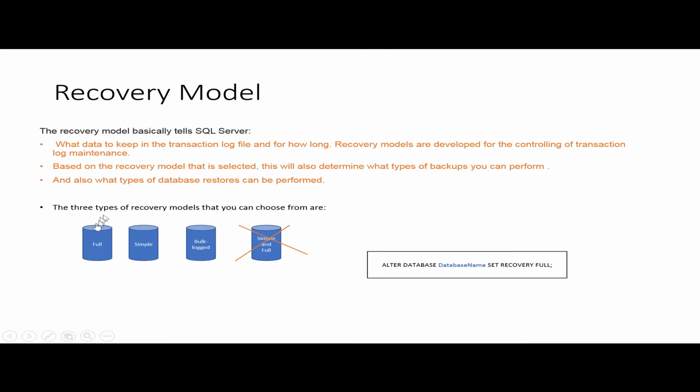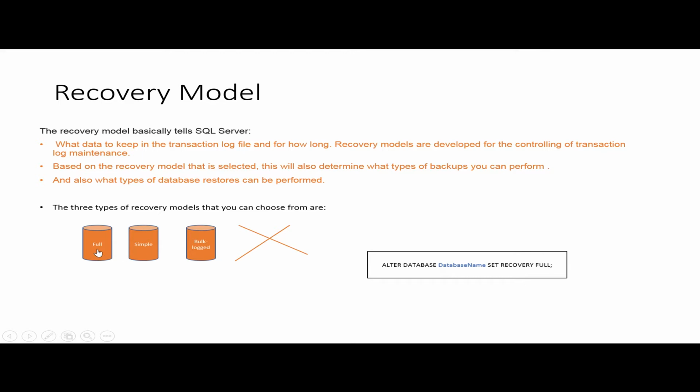And SQL Server has three kinds of recovery model. It can be a full recovery model, a simple recovery model, or a bulk logged recovery model. We can choose any one of these available recovery models for our database. We cannot choose more than one recovery model at the same time. Our database cannot be simple and full at the same time. So we can choose only one recovery model at a time. But we can switch from one recovery model to another for our database.